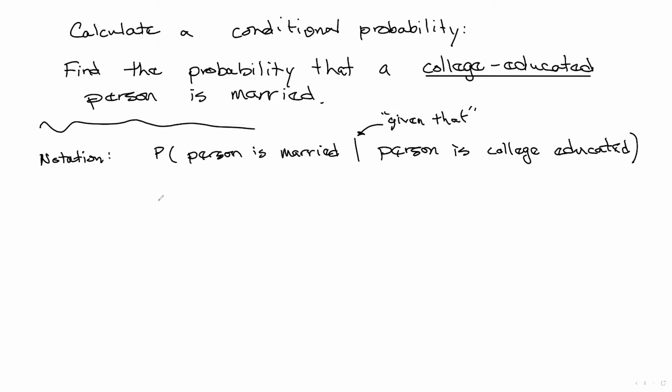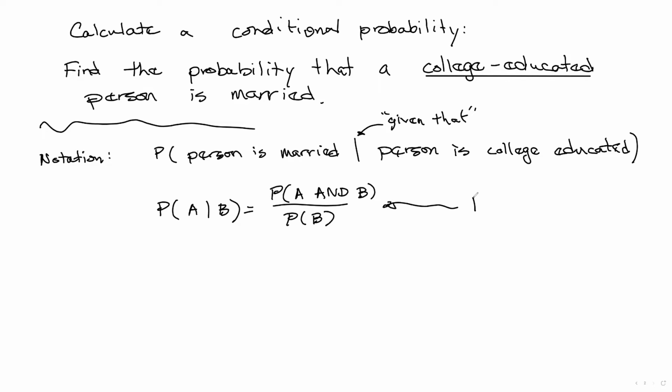Notationally, there's a formula that we can use for this. I'm going to replace "person is married" with A, and "the person is college educated" with B. So we have just symbols here, and that equals, you can rewrite this, the probability of A and B divided by the probability of B. This is essentially a formula that we can use to calculate conditional probability.